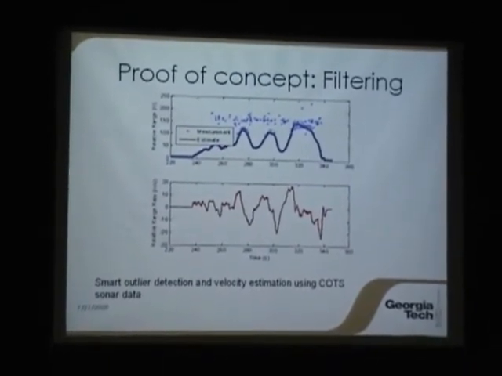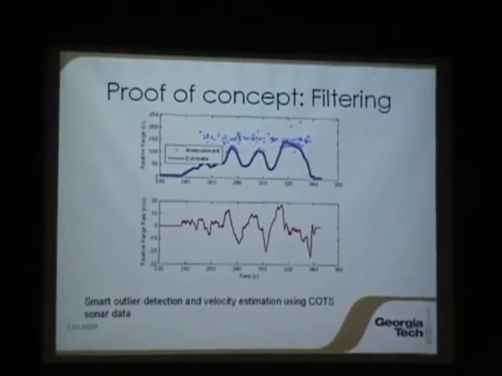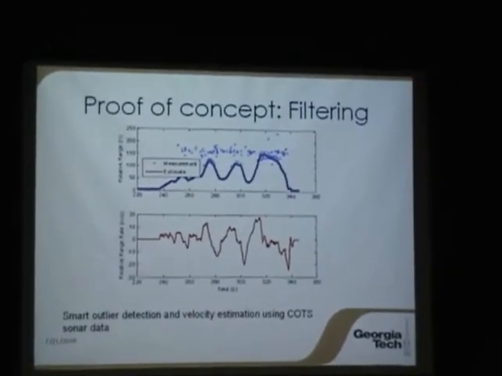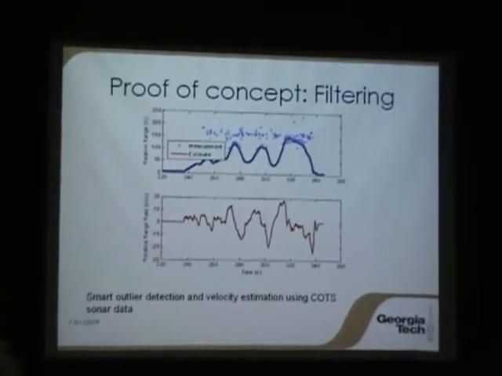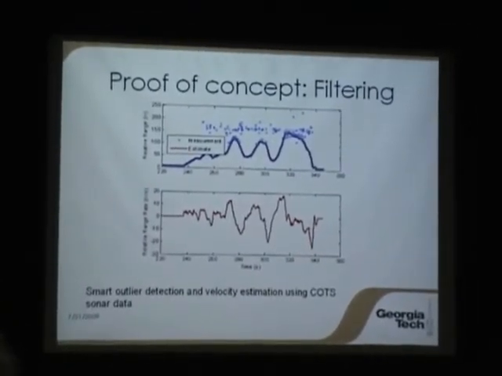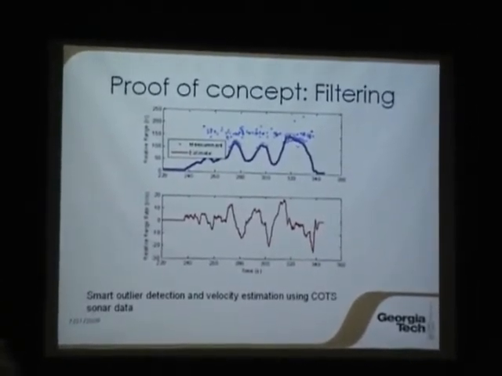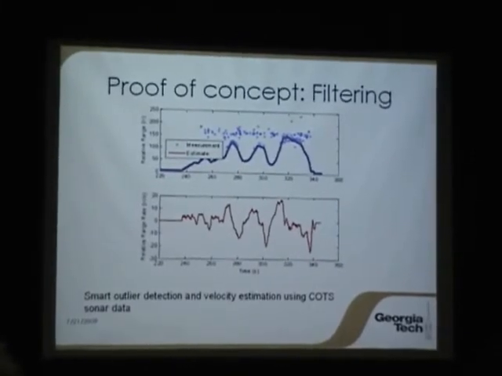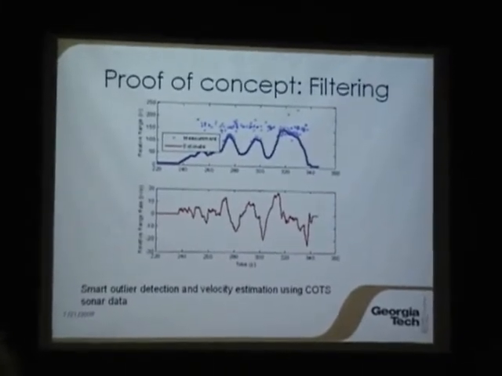This is a proof of concept for the outlier detection. Basically, the blue dots are the measurements, the red dots are the estimates, and on the bottom we have the estimate of the velocity for these measurements. And you can see here clearly that all of the outliers are detected and rejected.